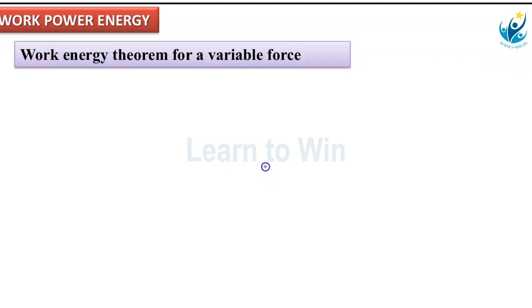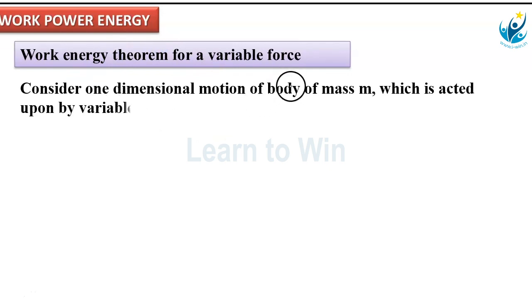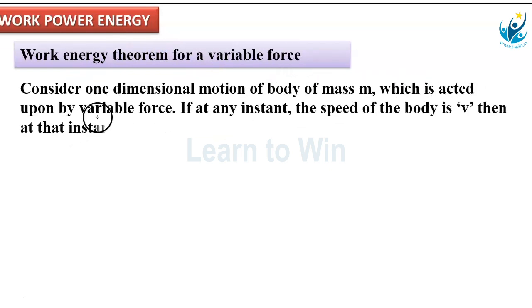Work energy theorem for a variable force. If force is varying, the acceleration of the particle is not constant. Acceleration is not constant means velocity also changes. So, in this case, work done cannot be found by using the W equal to Fs formula for variable force. So, to find the proof of this work energy theorem, let us consider one-dimensional motion of a body of mass m which is acted upon by a variable force.